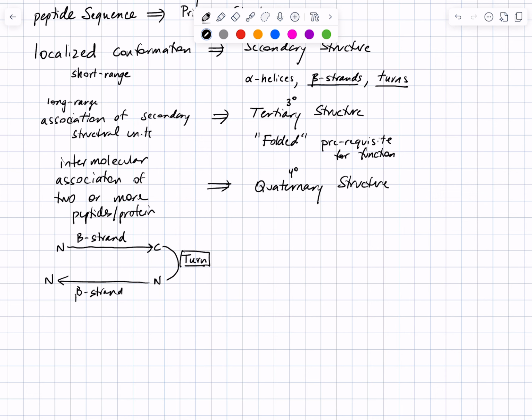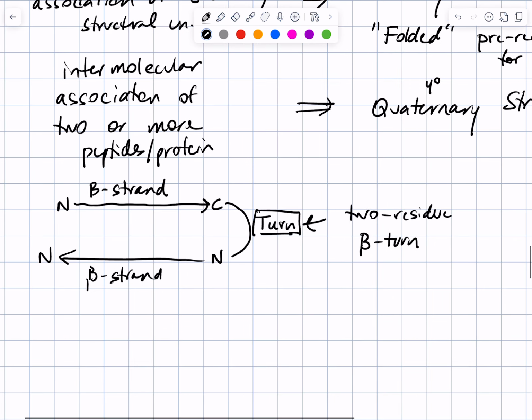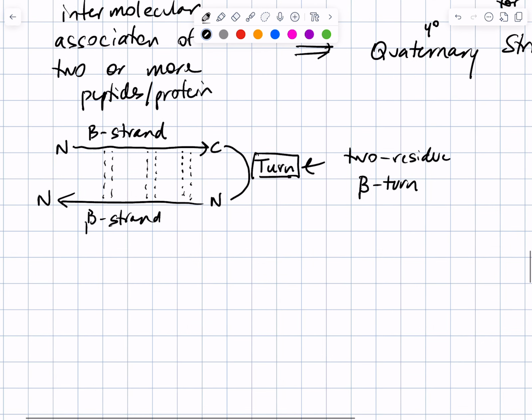There are many different kinds of turns. The only one we will talk about is a 2-residue or 2-amino-acid turn, and it's called a beta turn. And usually there are hydrogen bonds between the strands. Carbonyl oxygens on one strand will hydrogen bond with amide protons on the other strand. And so you'll get that kind of structure. We're not even drawing the atoms now, we're just taking a step back and viewing things.